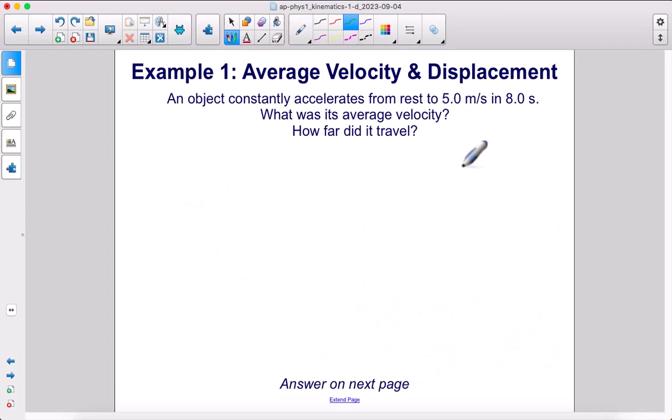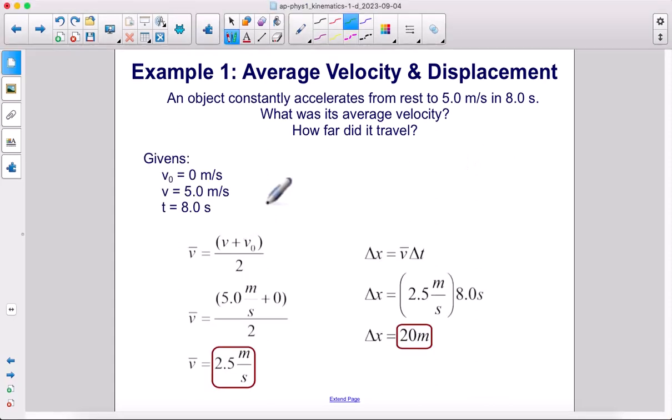An object constantly accelerates from rest to 5 meters per second in 8 seconds. What was its average velocity and how far did it travel? All right, so first we write out our givens. This object accelerates from rest, which means the initial velocity is 0. The final velocity is 5 meters per second. The initial time is 0, and the final time is 8 seconds.